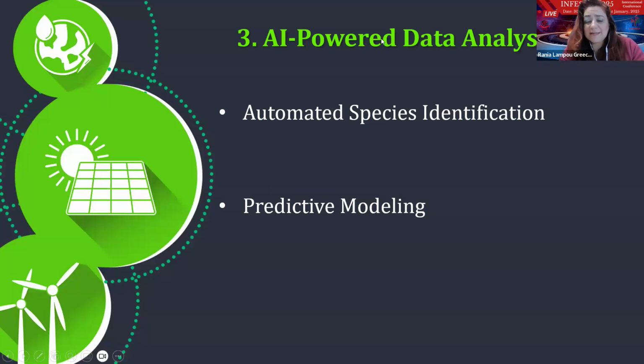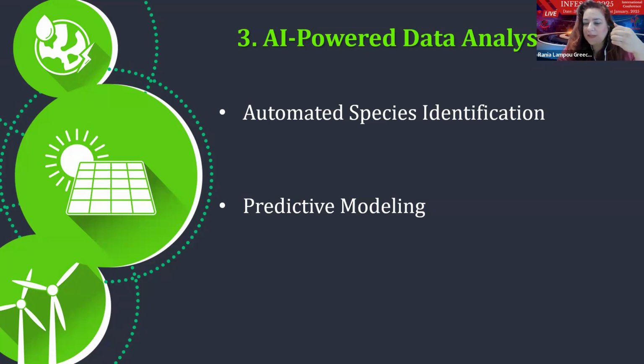Now AI for data analysis, because here AI and machine learning tools are used to analyze vast amounts of data from camera traps, acoustic sensors, and satellite images, automatically identifying species and tracking their behavior. For example, AI can detect animals in photos or audio recordings, helping to monitor elusive or endangered species without human intervention. It's about predictive modeling.